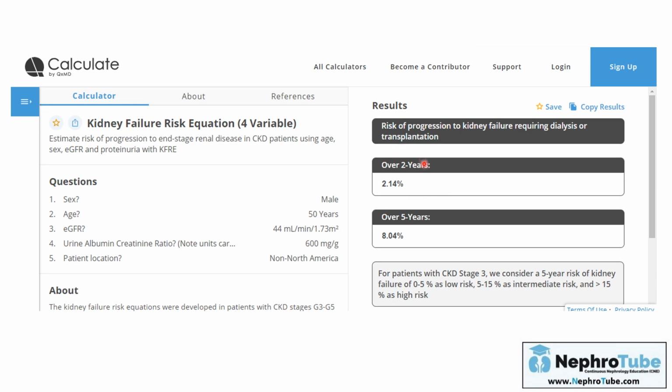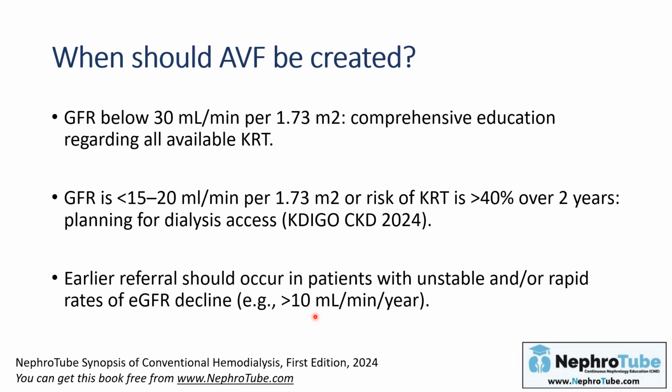If the risk score over 2 years is more than 40%, you have to refer your patient for vascular access creation. The last point, there is an opinion also that you have to make early referral of your patient for fistula creation if there is a rapid decline of GFR more than 10 milliliters per minute per year.